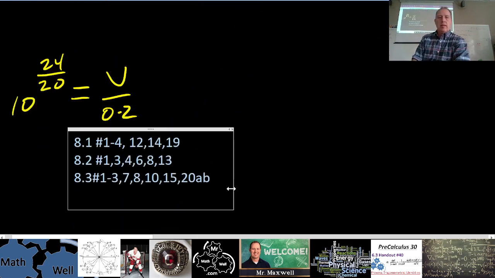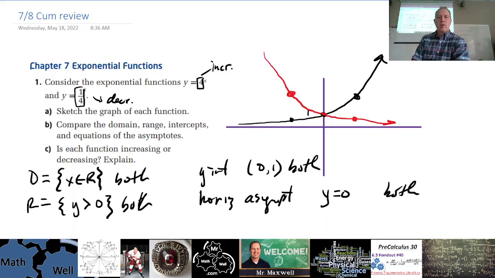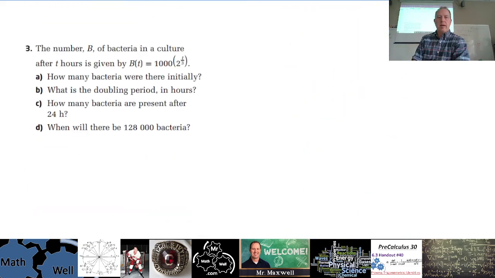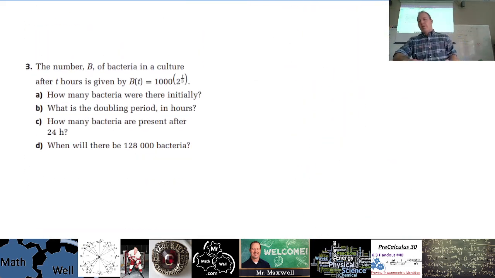All right, let's get back to that cumulative review. I'll go back there. So this one's number 3. This is also from chapter 7, working with exponential functions. So the number b of bacteria in a culture after t hours is given here. How many bacteria were there initially? Okay, so initially would be probably where t equals 0, I would say, right?